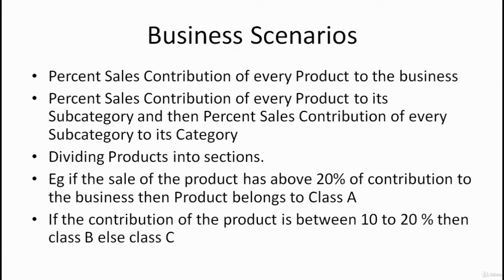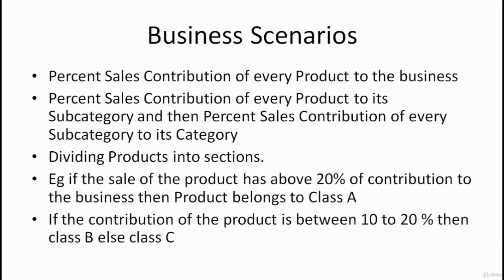For example, for every product I am interested in percentage sales contribution to the business. For example, I have hundreds of products. One product has 5% of the contribution to the business. Second product has 10% of contribution to the overall sales. So from the percentage contribution, you can come to know which product is sold more. Not only percentage contribution of every product, but also percentage contribution of the product to its subcategory and then percentage sales contribution of every subcategory to its category.